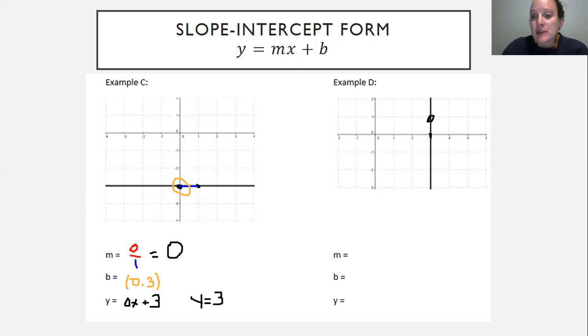All right, let's try example D. Put in those 2 nice points. So let's do the same thing. Well, my change in y is I went down 1. So my change in y is -1.